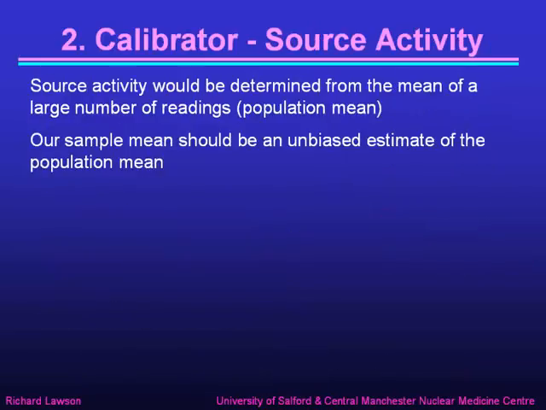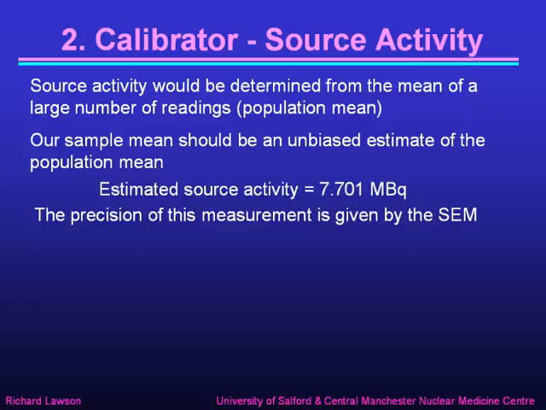The second question was to look at the source activity. Well, the best estimate of the source activity will be determined from the mean of a large number of readings, the population mean, but our sample mean should give an unbiased estimate of the population mean, so our estimated source activity is just our sample mean of 7.701. The precision, because we've taken several measurements, can be determined from the standard error of the mean, which is thus the sample standard deviation divided by root n minus 1, or 0.047 over root 9, which is 0.016 megabecquerels.